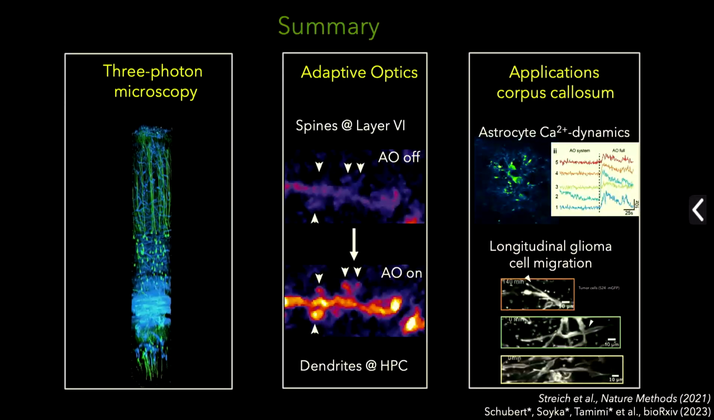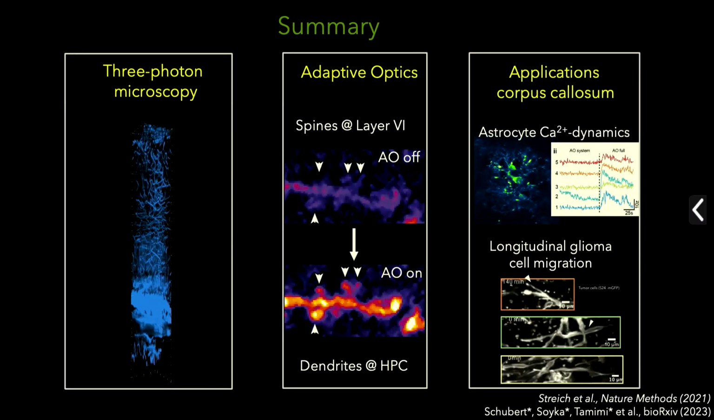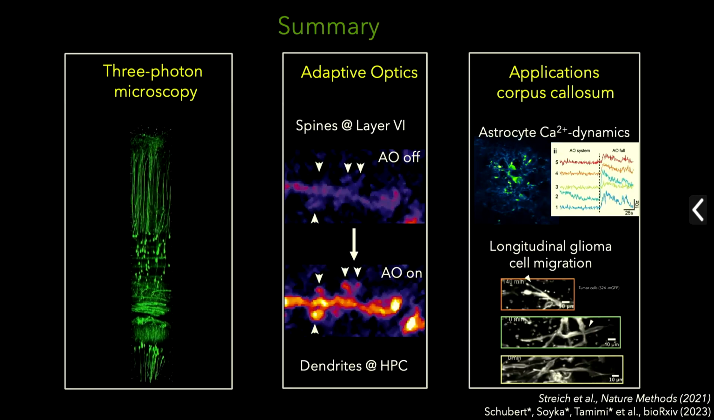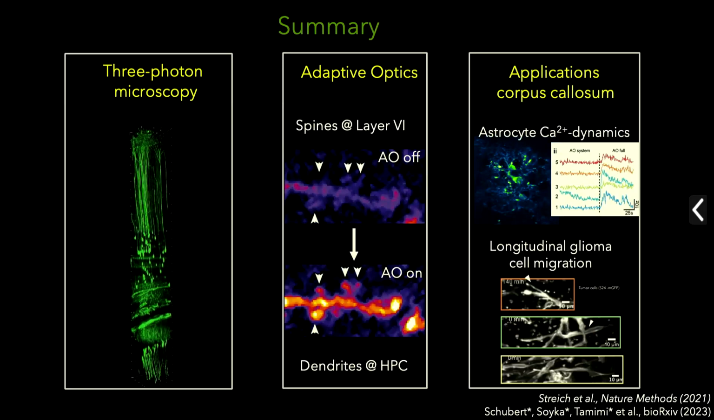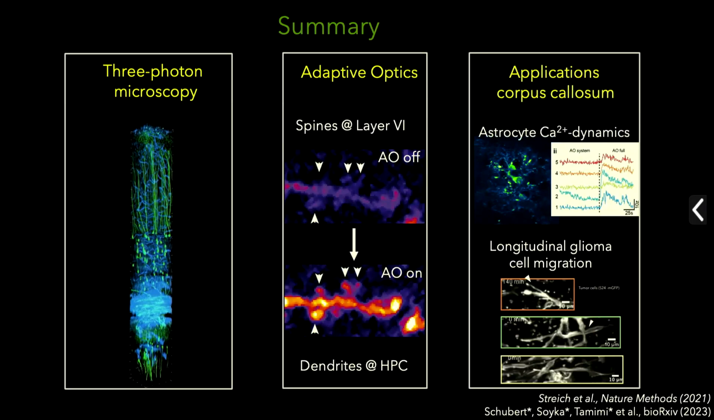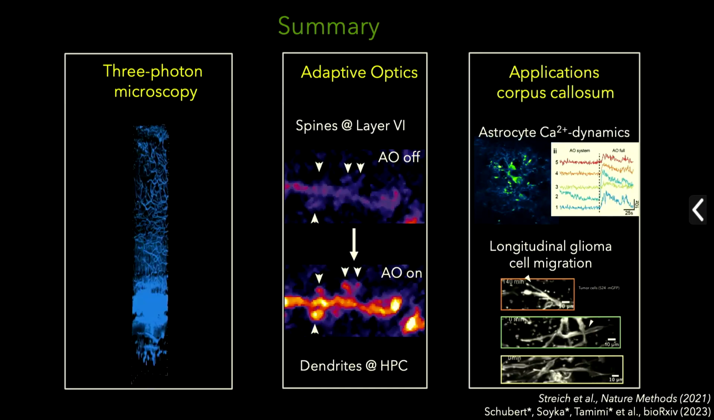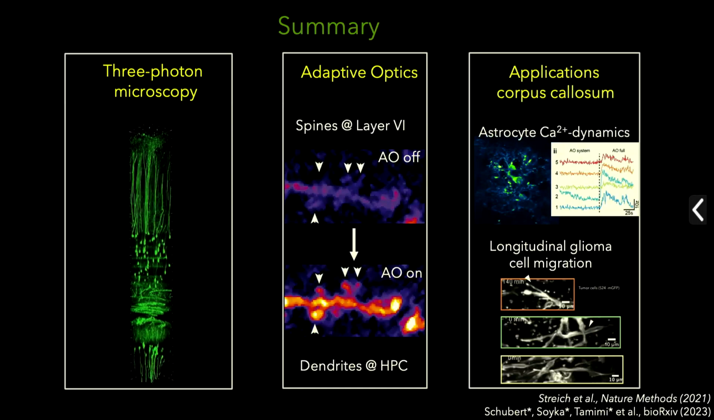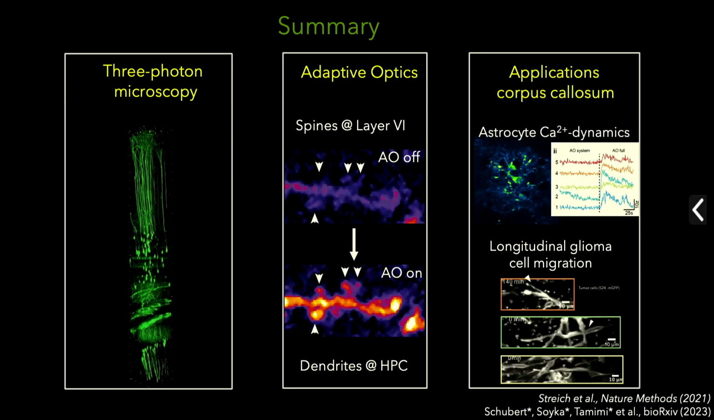All right, so with this I'm almost at the end of my presentation. I showed you today how three-photon microscopy allows us to increase the imaging depth, and how adaptive optics allows us to maintain almost diffraction-limited resolution. I also showed you some applications to functional and structural imaging inside the brain, both astrocyte calcium dynamics, but also longitudinal glioma cell migration imaging.